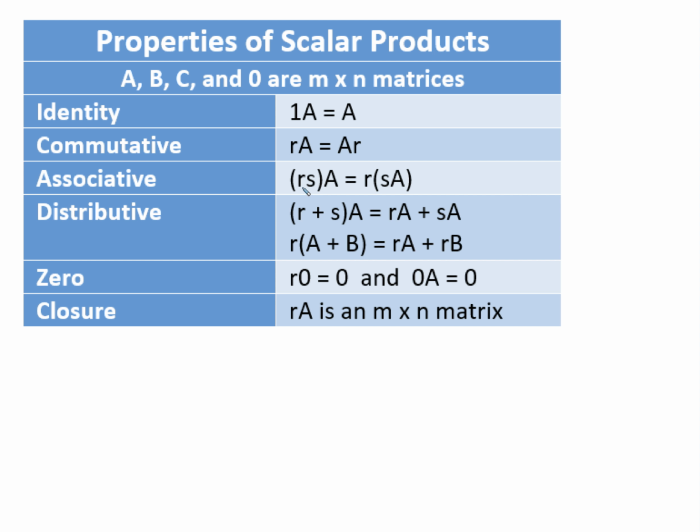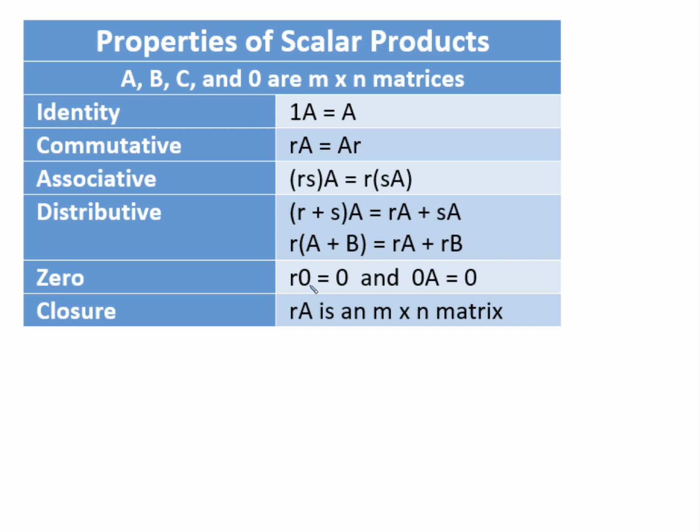Associative, you can actually multiply your scalars together first and then multiply by the matrix, or you can do S times the matrix and take that matrix and multiply it by R. This is distributive. The A could actually be in front here, but A times R or R times A equals S times A, or distributive, you could have the scalar on the outside and the matrices added together.